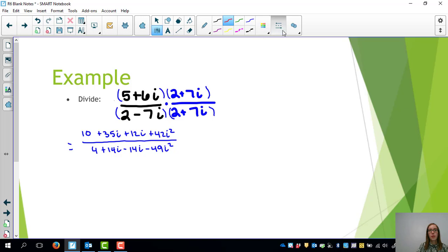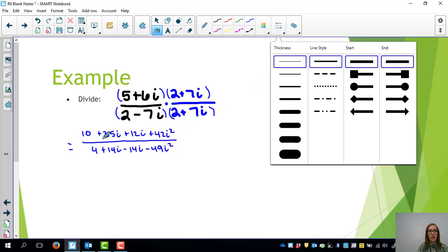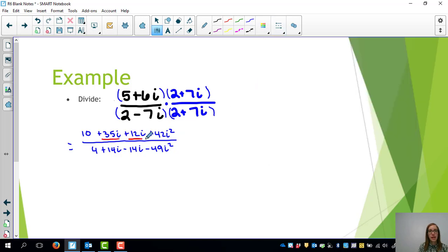So now from this point, in our numerator, we can combine these like terms, 35i and 12i, and i squared is equal to negative 1. In the denominator, we can cancel 14i and negative 14i, and i squared is equal to negative 1. Notice that we won't have any i's left in the denominator, which is exactly what we want.